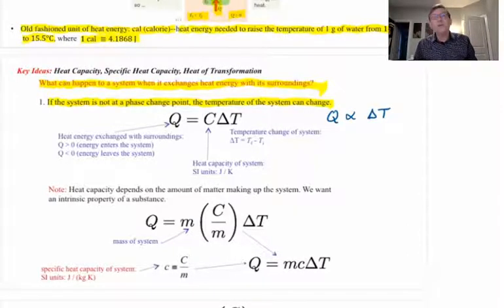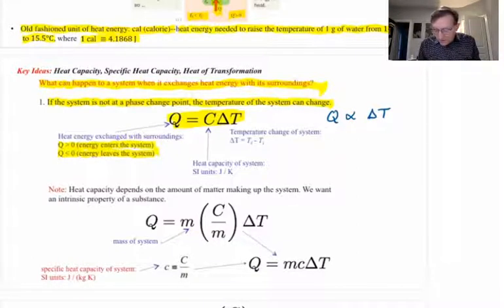And then all you have to do is introduce a proportionality constant to get an equality. And that's this expression right here: Q equals capital C delta T. Q, of course, is the energy exchange between the system and its environment. Q is a positive value when energy enters the system as heat, and Q is a negative value when it leaves the system as heat.